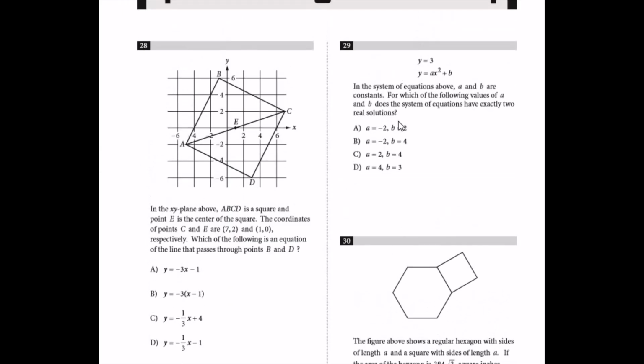Question number 28. In the xy plane above, ABCD is a square and point E is the center of the square. The coordinates of the points C and E are (7, 2) and (1, 0), respectively. Which of the following is an equation of the line that passes through points B and D? So we're going to find the equation of this line.